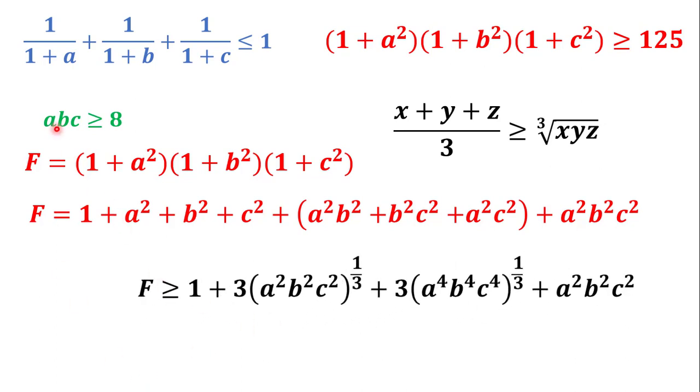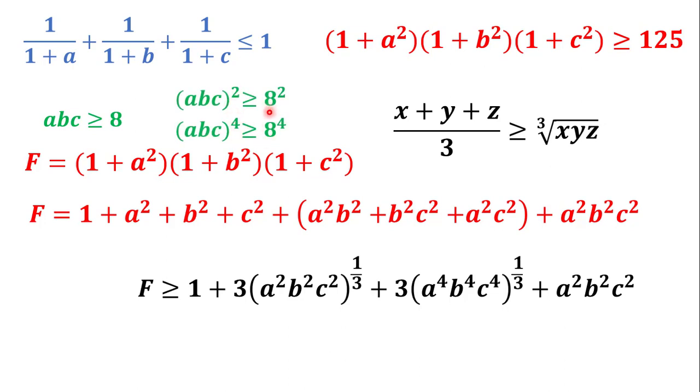Since a times b times c is greater than or equal to 8, we can raise both sides to the power 2, and we're going to get a squared b squared c squared is greater than or equal to 8 squared. And also we can raise both sides to the power 4, and we're going to get a to the power 4, b to the power 4, c to the power 4 is greater than or equal to 8 to the power 4.